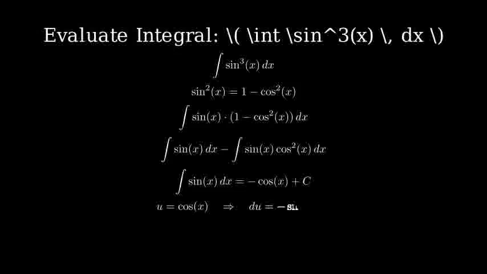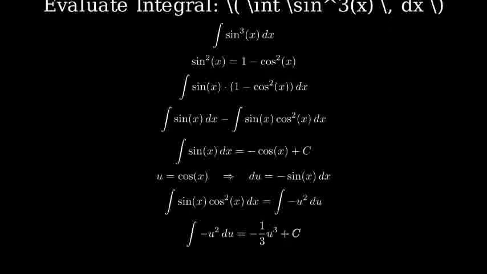Let's choose u equal cosine x, so du becomes negative sin x dx. Find the integral of negative sin x times cosine x squared. Notice the negative sign on the negative sin x matches the original substitution, and now we will express everything in terms of u. Now for the integration step. This integral simplifies to negative 1/3 times u³ plus c.